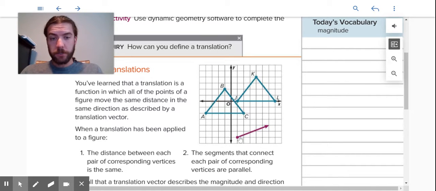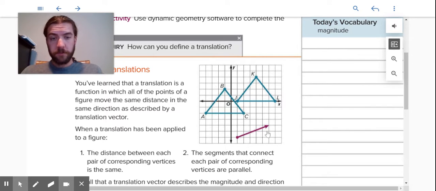So you could imagine an arrow that pointed this direction but was much longer or was much shorter. Those would be different vectors. You could also imagine a vector that was the same length but pointed in different directions than this one. That would also be a different vector. So a vector is defined as a certain distance and a certain direction. Okay, that's how we're going to define it right now.